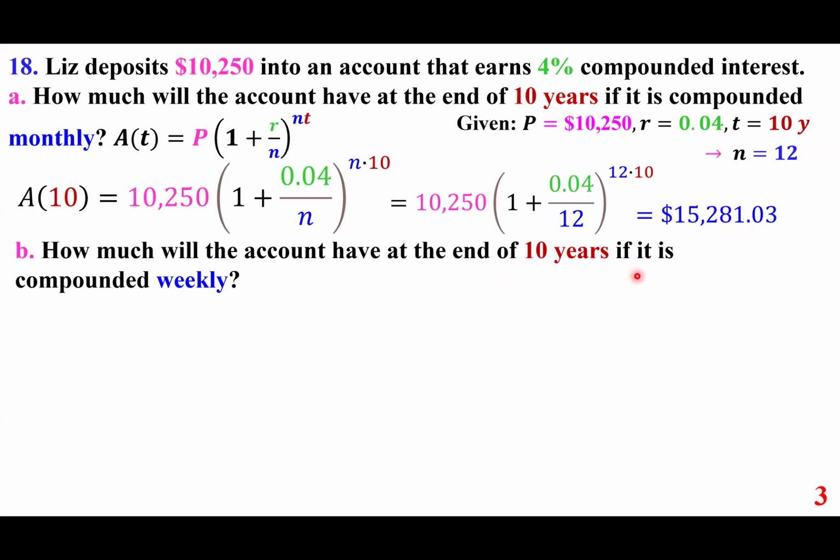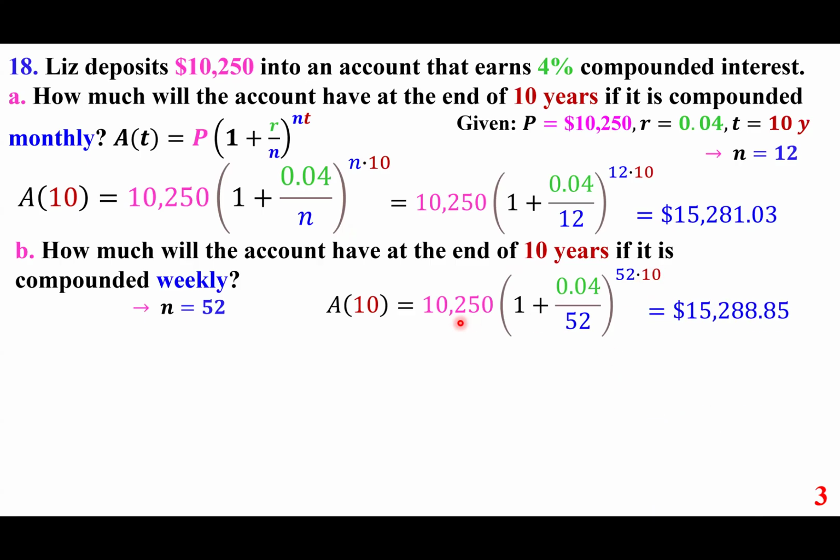How much will the account have at the end of 10 years if it's compounded weekly? So we have the same formula. n was 12 here. Now n is 52. So we replace the n with 52, everybody. Again, add these two numbers, raise it to the power of 520, multiplied by this number, and it gives you $15,288.85, a little bit more.